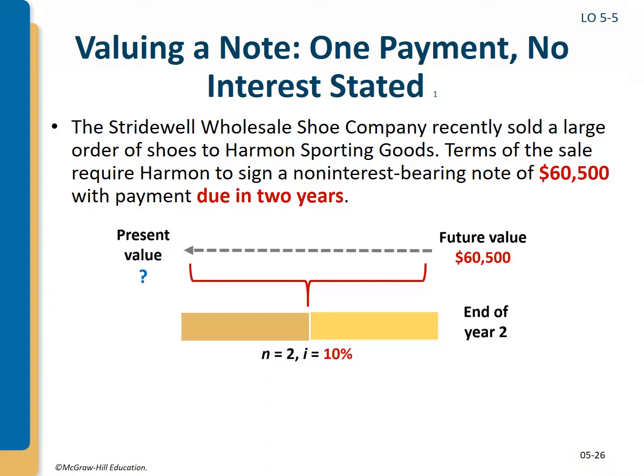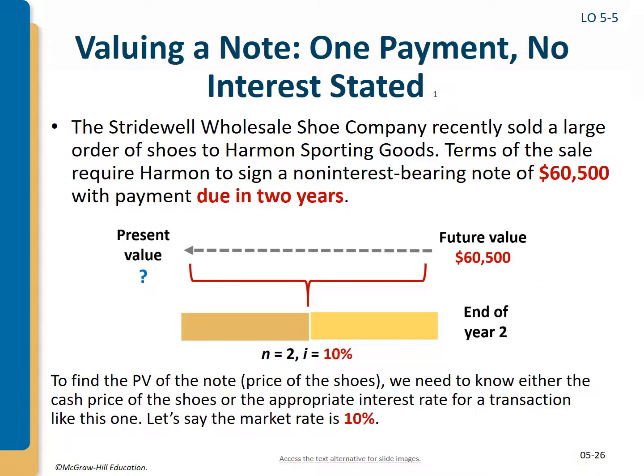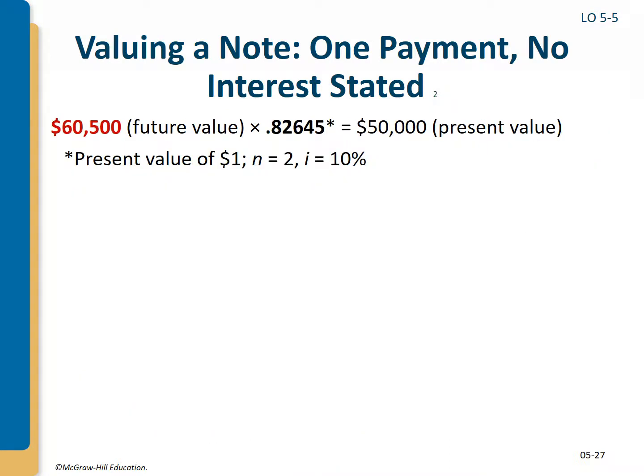So 60,500 times 0.82645. And there you go. And there's our calculation. The present value is 50,000. So if you noticed in that second one, it didn't tell us how much they sold them for. It just said you're going to get 60,500 in 2 years. It was up to us to determine what is their value today, because that's what we record the sale at, not what we're getting in the future, what we're getting today. 50,000, or what they're worth today.